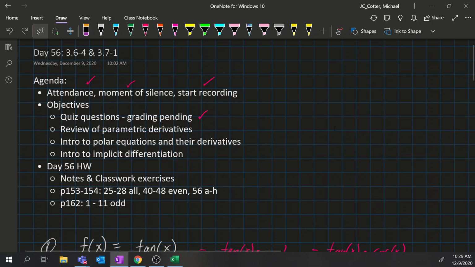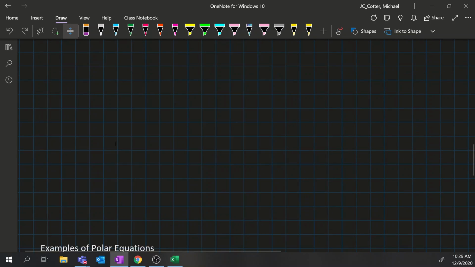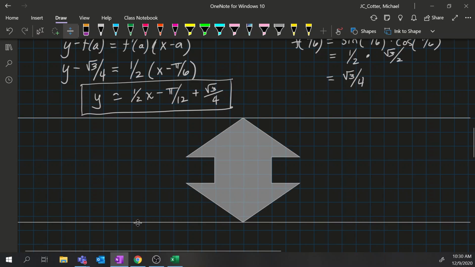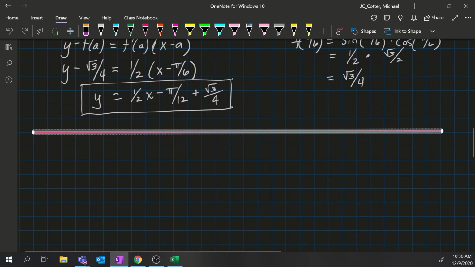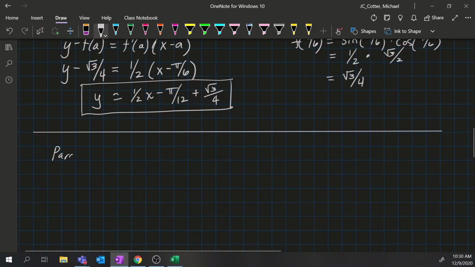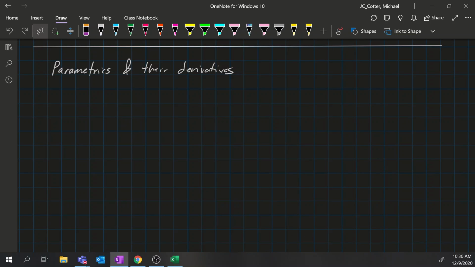All right, so let's talk about parametrics. We'll come back to the polar stuff. I just wanted to make sure those graphs were ready for us. Parametrics and their derivatives. And we're going to spend no more than 10 minutes on this because we already did that lesson on Friday. Okay, so remember that parametric equations are defined in terms of t.